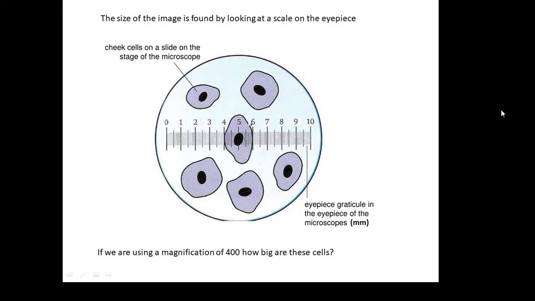You'll be told something like these numbers are millimeters. So that's done for you. And here's your scale in millimeters. And this is what we see through the microscope. Then if we know that the magnification is 400, how big are these cells? Well, looking at this, it would be 2 millimeters divided by 400, wouldn't it?